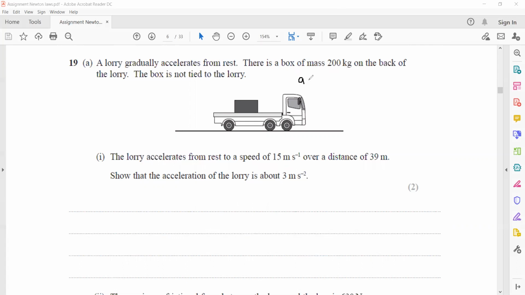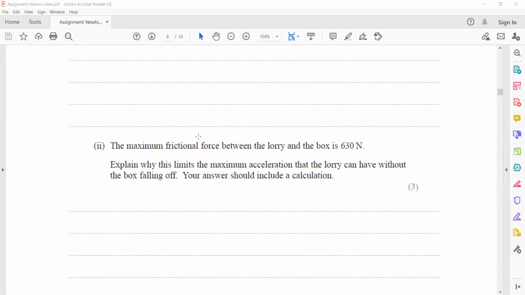So if the acceleration of the lorry is 3 meter per second squared, even though this box appeared to be stationary on the trolley, in reality it will also have the same acceleration because of the motion. Otherwise, if the acceleration of the box is less, then the box will fall off the ledge. If the acceleration is higher, then the box will move in the forward direction. But both have the same acceleration, so there is no resultant motion.